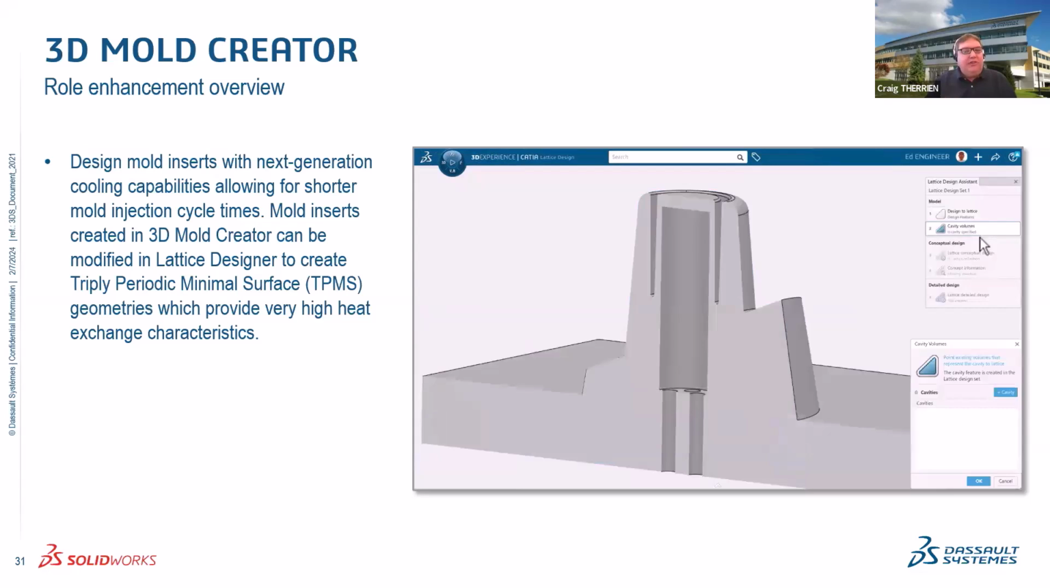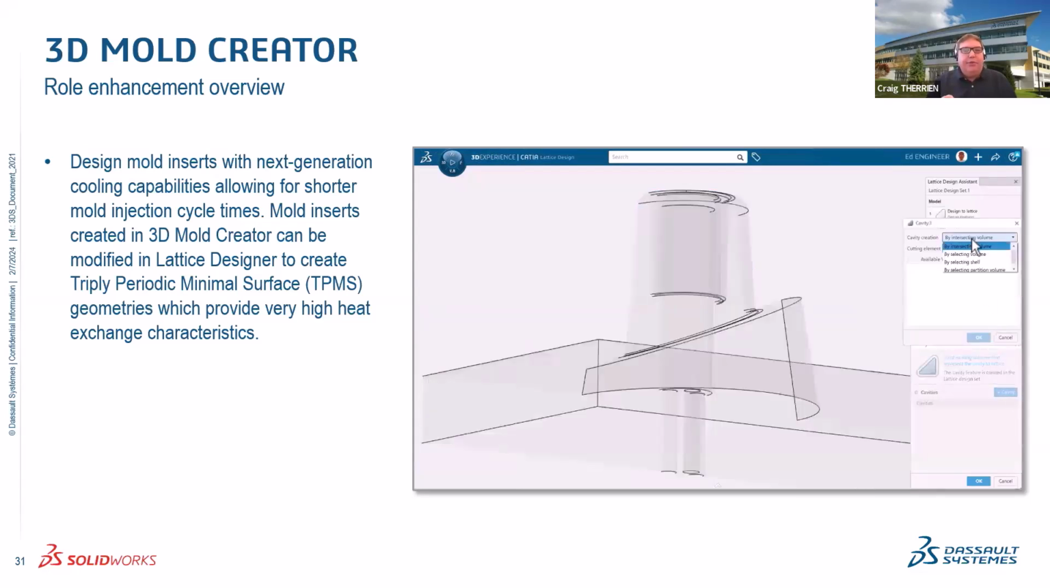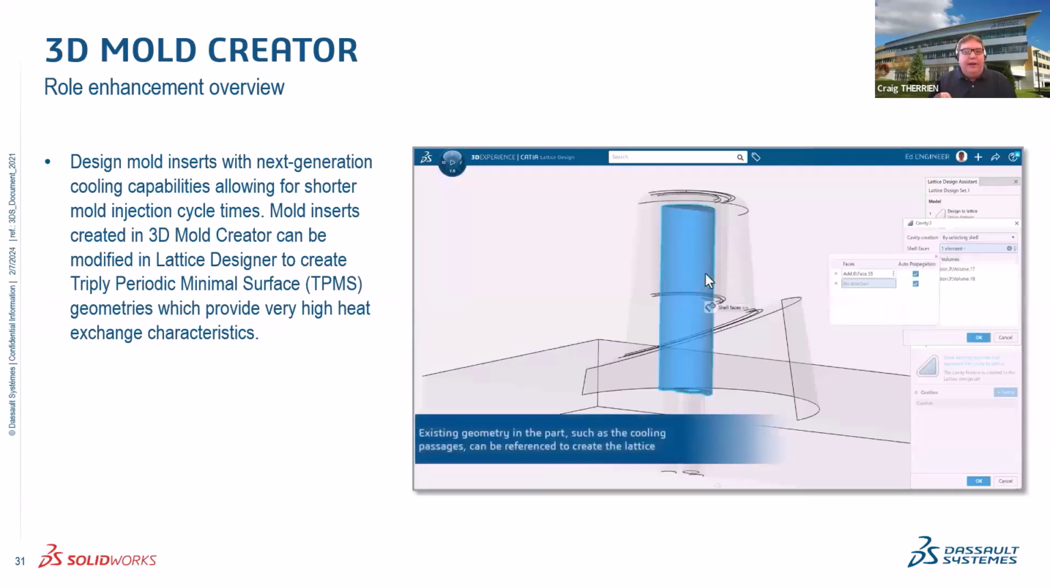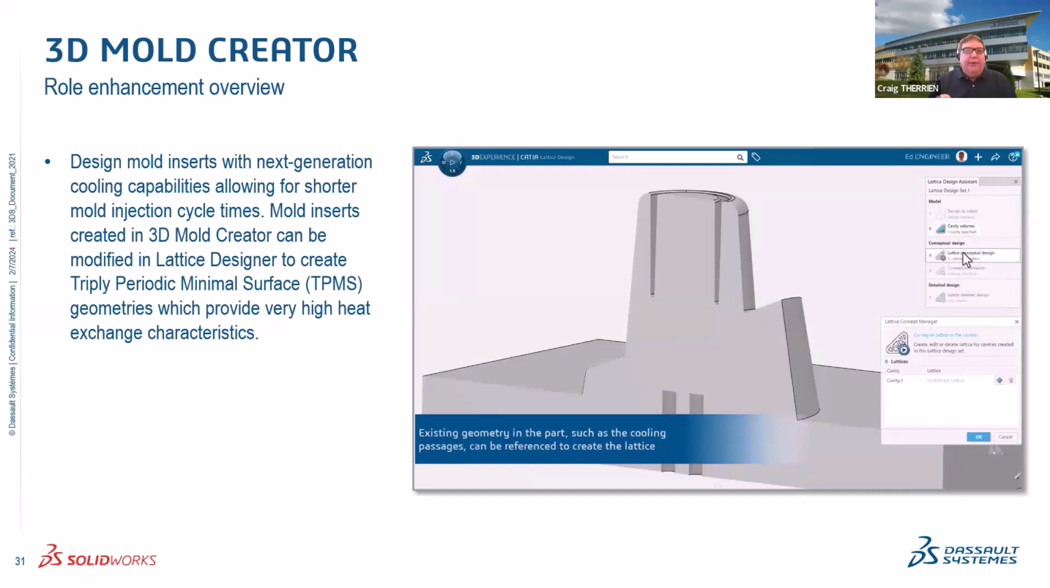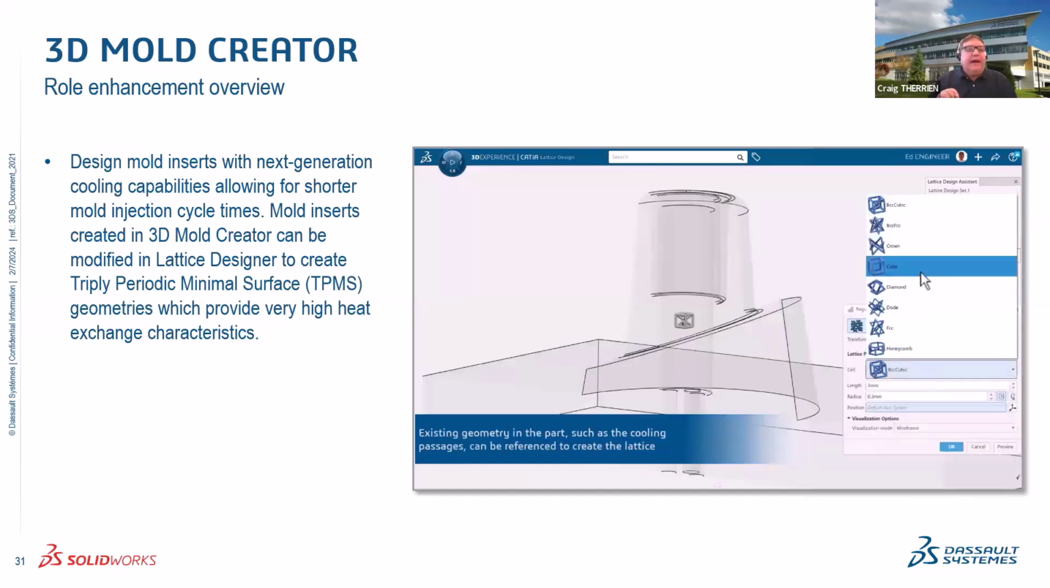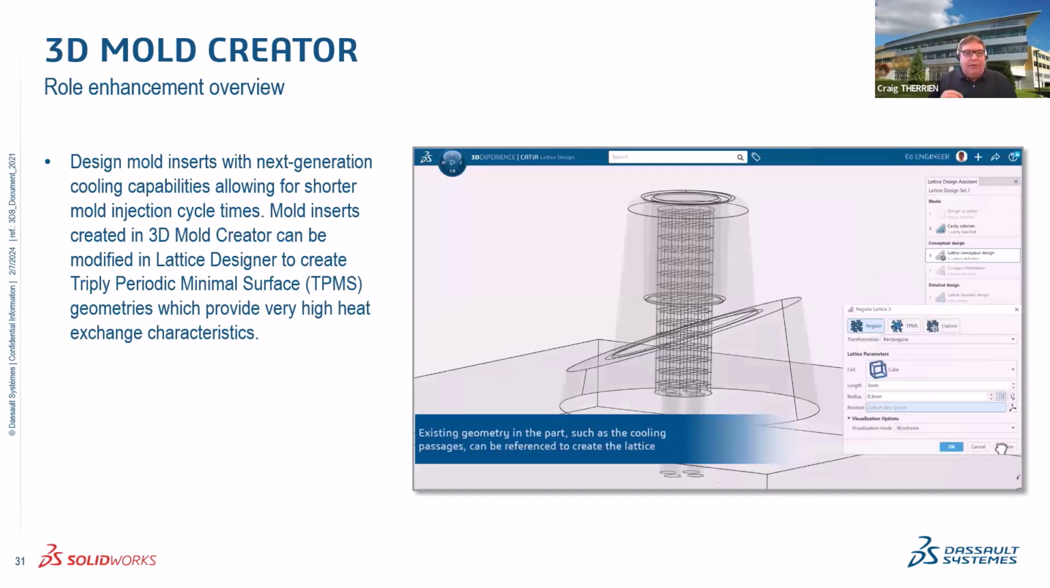But also, if you create geometry in 3D Mold Creator, say, for instance, cooling passages or something like that, you can reference that for lattice geometry creation as well. With the lattice geometry creation, you're able to create a special type of lattice called TPMS, or Tri-Periodic Minimal Surface geometry, which provides extremely good cooling capabilities in the mold. And what that results in is faster cycle times for injection molding.